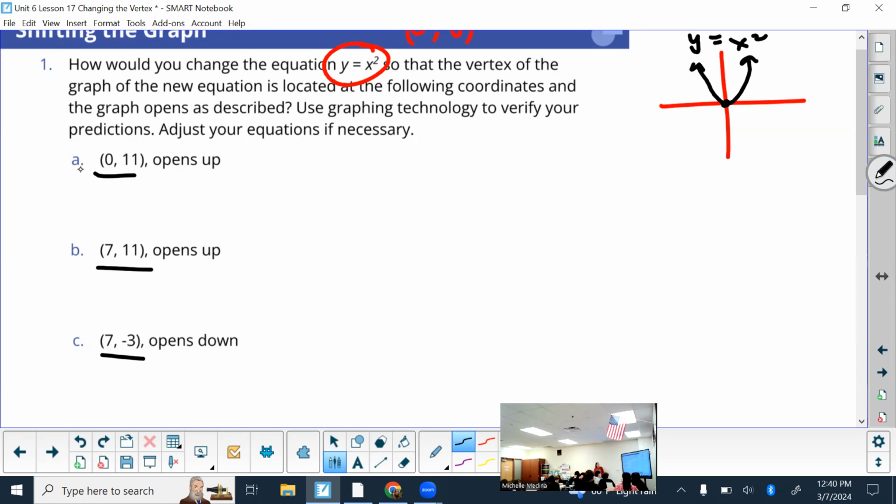And now if I'm saying that my new vertex is 0, 11, how does that graph change? That's what you would say right here. It's just up 11. And then is that the only change for that one? Yeah. So then we move on to the next one. And that's what you're doing. Good, any questions? Okay. So I'll leave you to it then.